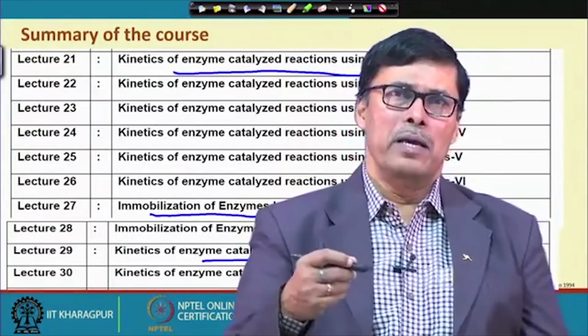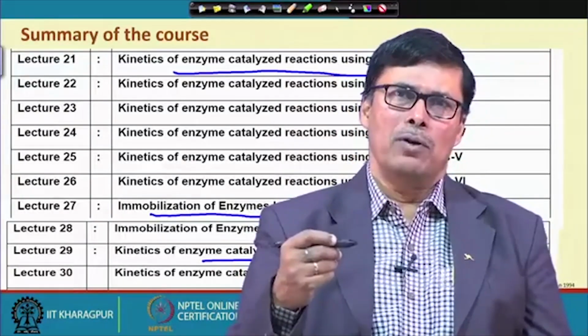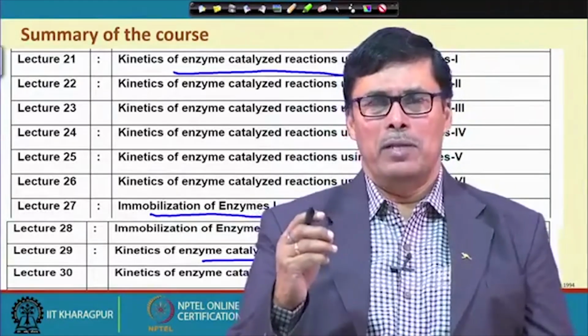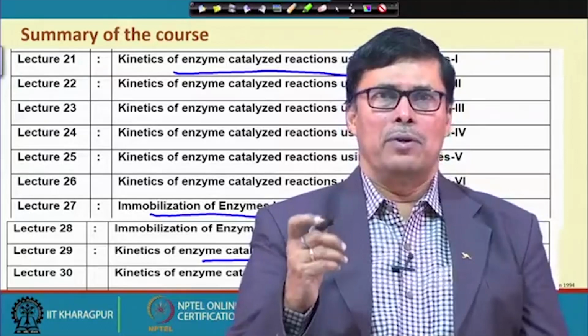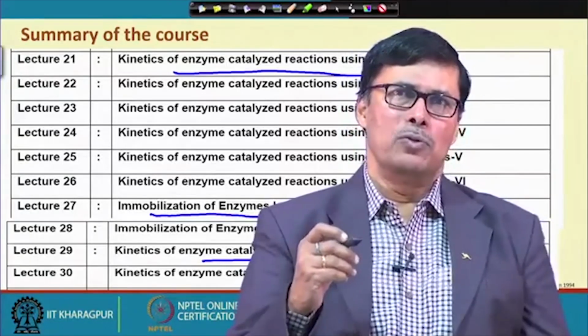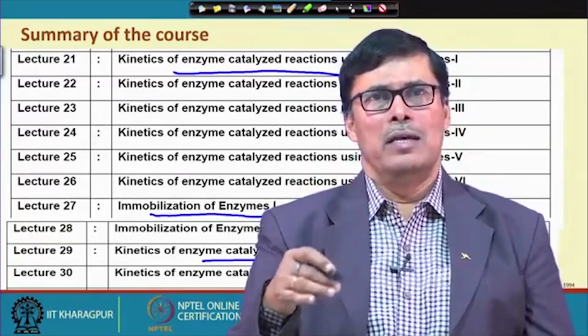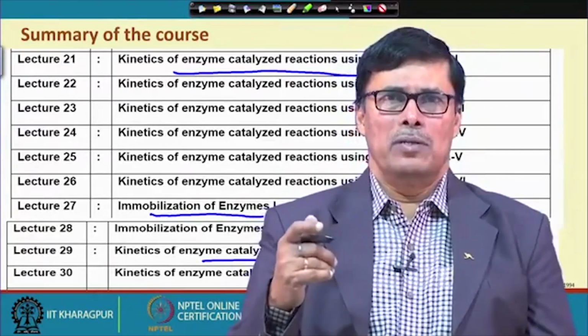Then we discussed the kinetics of the immobilized enzyme system, and how the heterogeneous reaction kinetics can be explained. We came across two new terms: one is called the Damköhler number and the other the effectiveness factor, and we tried to find out how these two parameters change during immobilization.